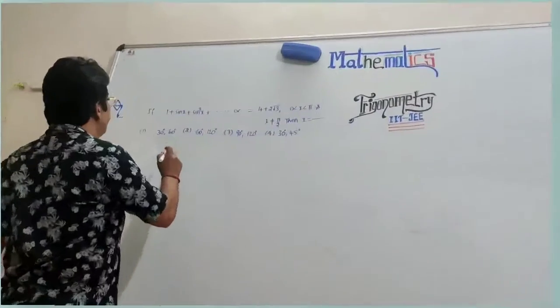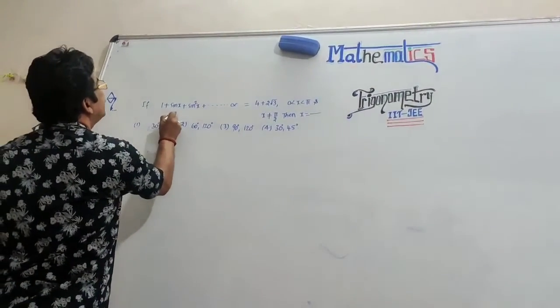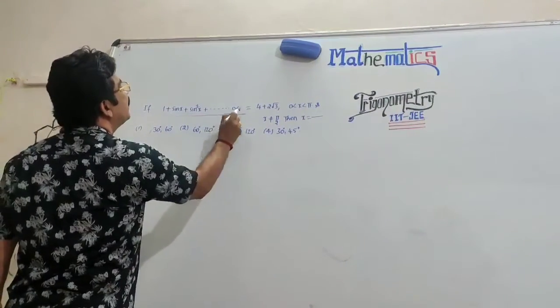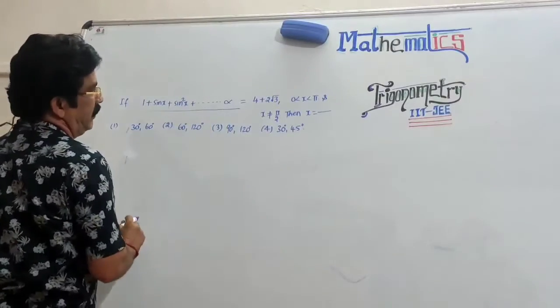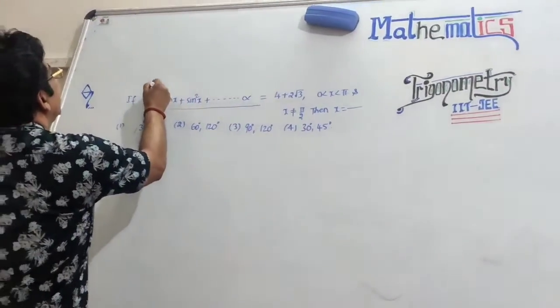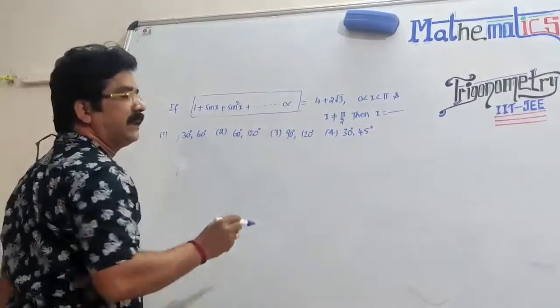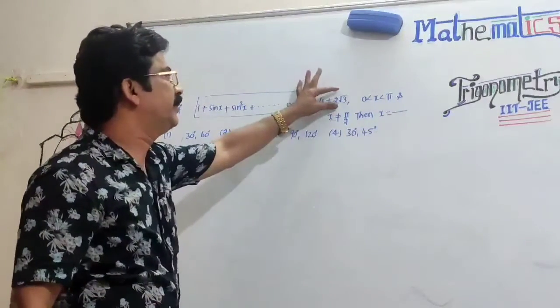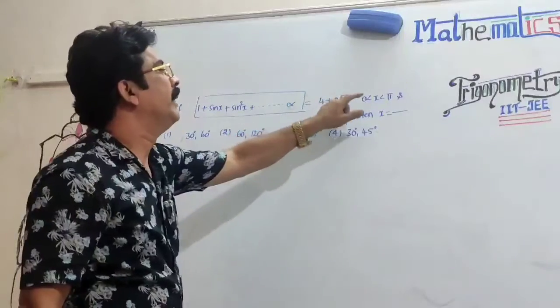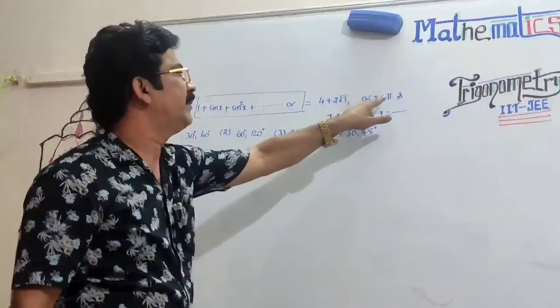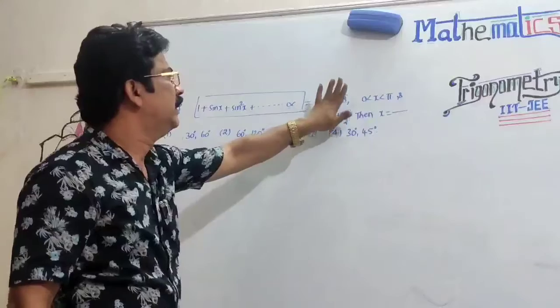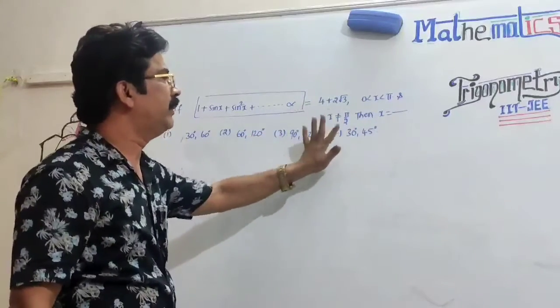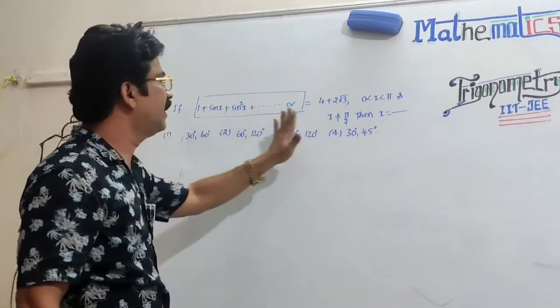Next question. If 1 plus sin x plus sin square x plus and so on up to infinity, it is called an infinite series. It contains infinite terms, that is equal to 4 plus 2 root 3. x belongs to the open interval 0 to pi, and x not equal to pi by 2. Then x is what? 4 options are given.